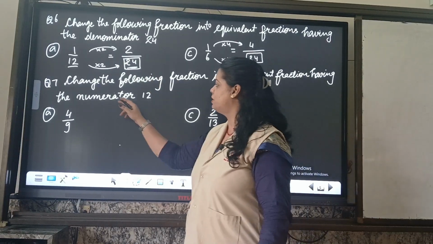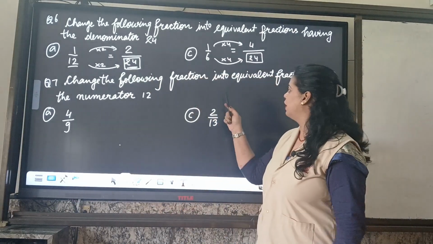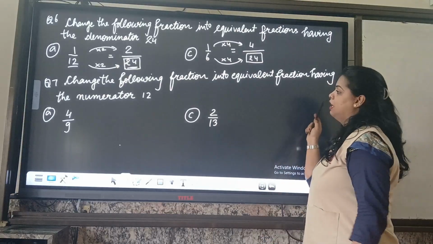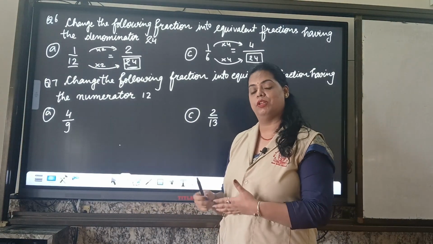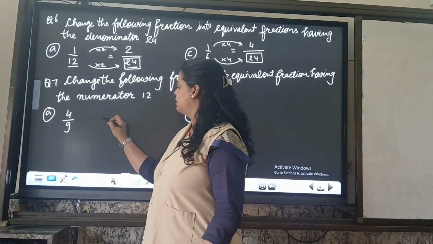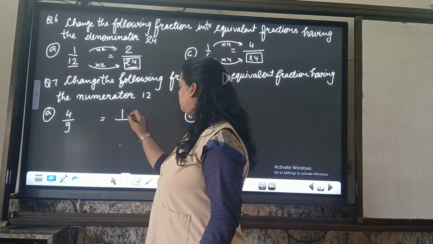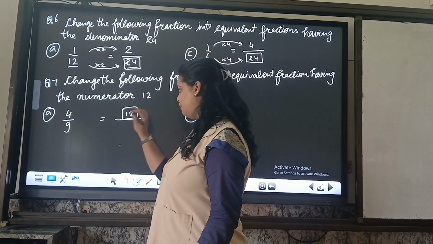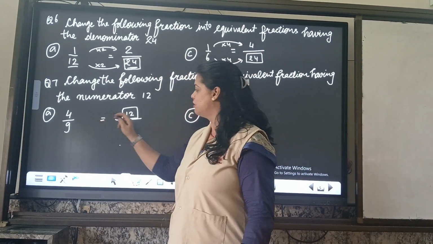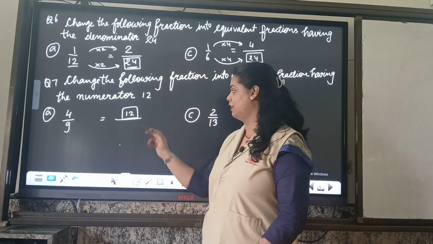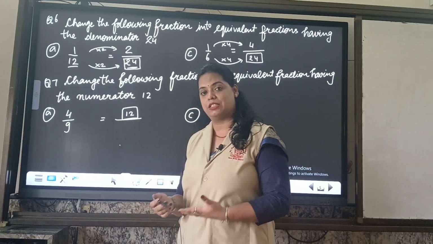Now in question number 7, change the following fraction into equivalent fraction having the numerator 12. This time we are going to convert our numerator into 12. Let's see, we want 12 in the numerator as per the instruction given by the question. Again you can see 4 is a smaller value, 12 is a big value. We can divide these numbers and we will get 3 as a quotient.